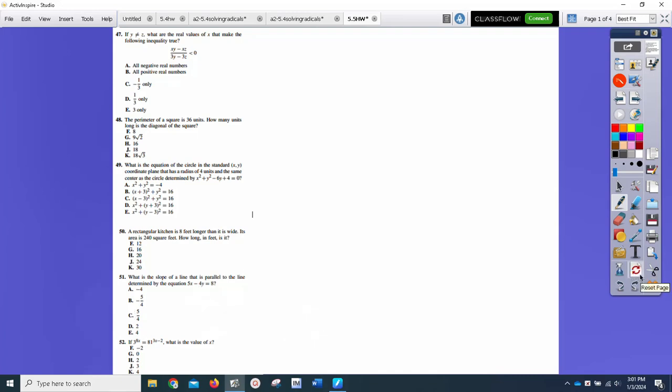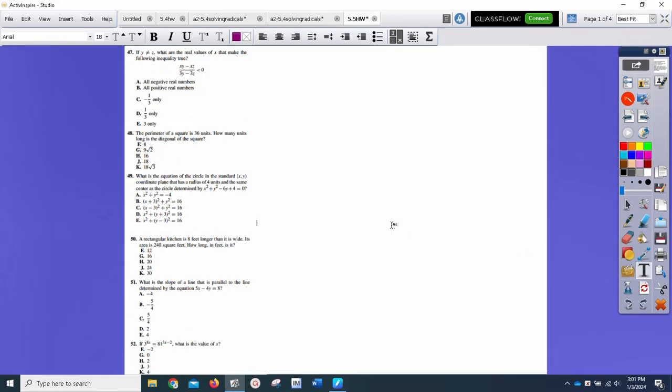If 3 to the 8x equals 81 to the 3x minus 2, what is the value of x? So there's a little theorem out here, and I think I'll have better luck just typing. It says if x to the a is equal to x to the b, then a is equal to b, because they have to be.